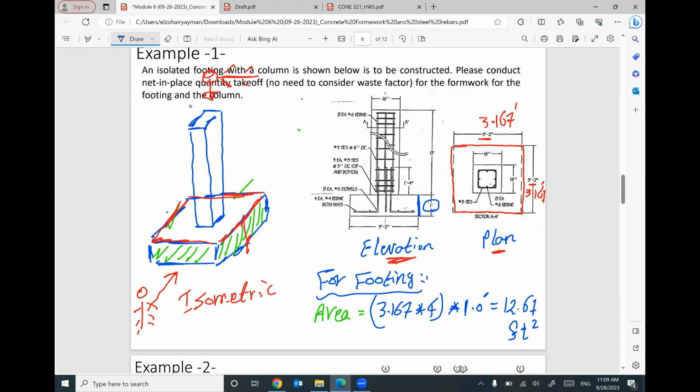That makes sense? If you have many footings, like 9 footings, 18 footings, 20 footings, any number of footings, we can multiply this number by the total number of footings. But so far, for only 1 footing, we will use 12.67 square feet of formwork.